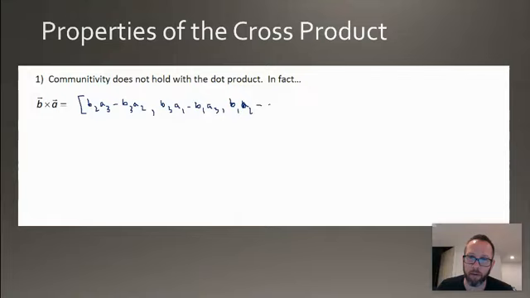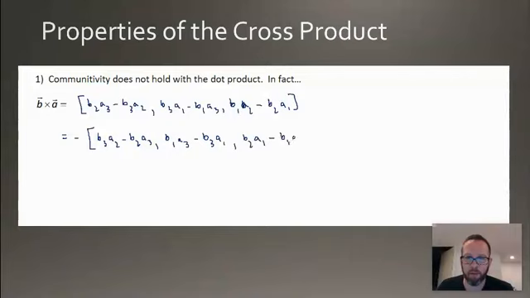minus B2A1. Now, just with a little bit of manipulation here, if I took out a negative from all of these, I would just switch the order of the subtractions. So I would get B3A2 minus B2A3. So just switching the orders of each one of these, and then I get B1A3 minus B3A1 and B2A1 minus B1A2.